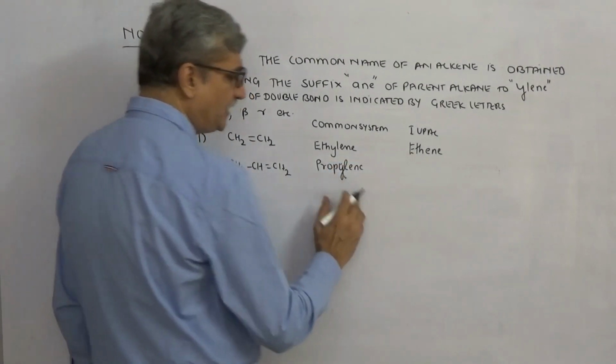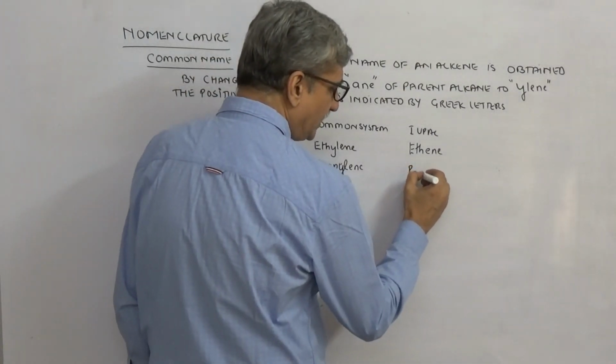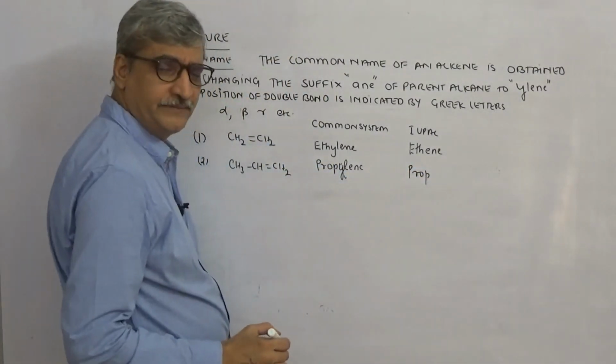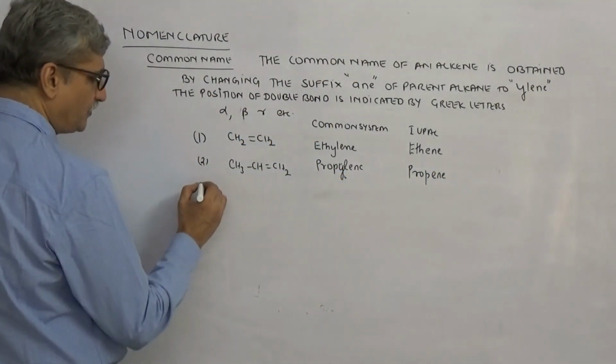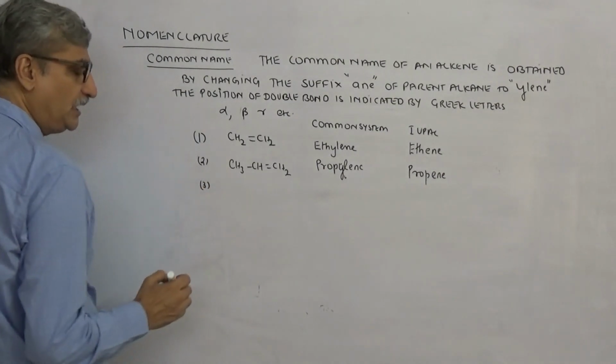Ethylene. So it becomes propylene, whereas over here, with 3 carbon atoms, the root name is prop and the primary suffix is ENE. So it becomes propene. Then we come to the third member.